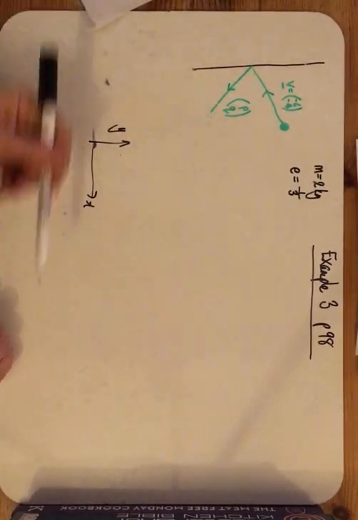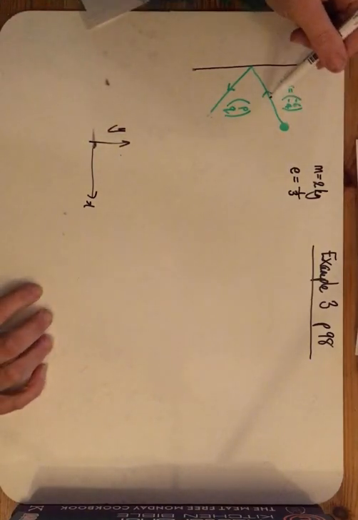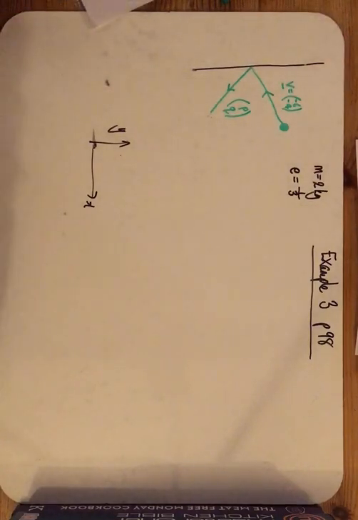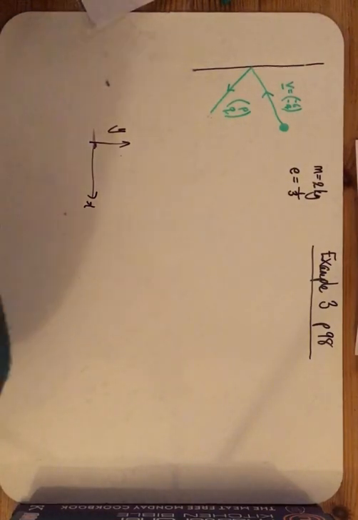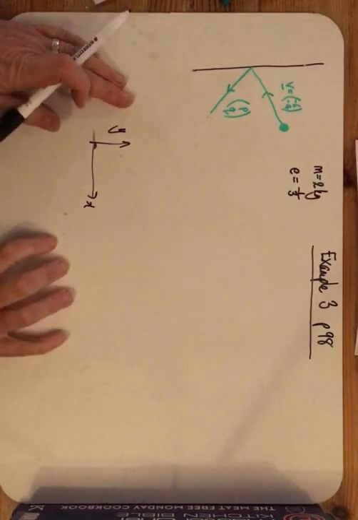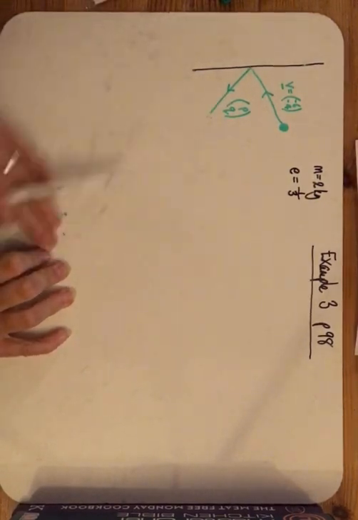So I'm taking my positive X that way, positive Y that way. And so it'll be coming down like so. So back 6, down 4. And then the coefficient of restitution is 1/3. And we want to find the velocity immediately after the impact. So we're trying to find velocity after.